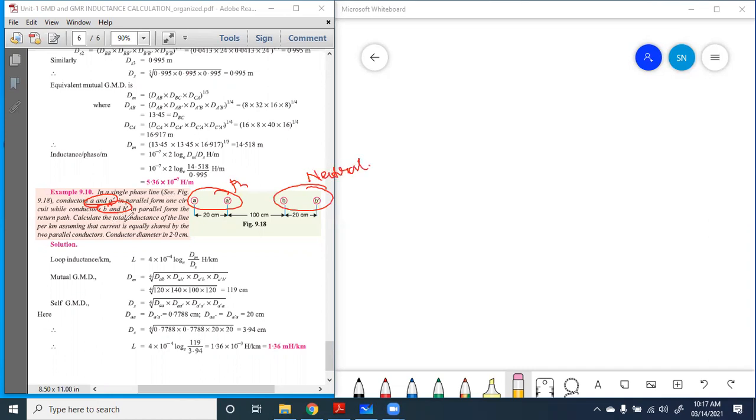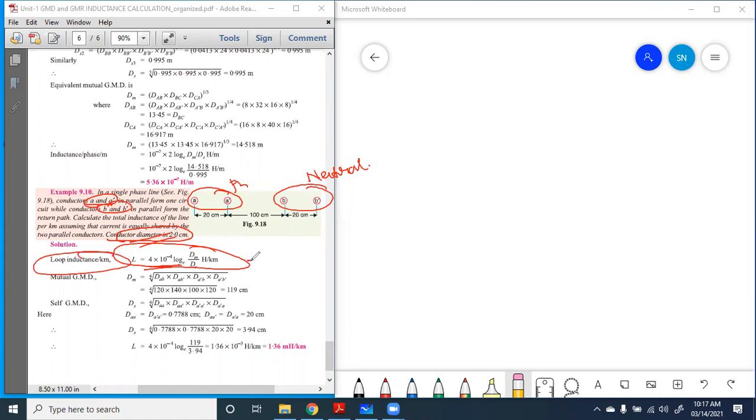Okay. In this case also calculate the total inductance of the line per kilometer, assuming the current is equally shared by the two parallel conductors. Conductor diameter is 2 centimeter. Diameter is also given. Then in such type of numerical, we need to find the inductance. That is, use the formula 4 into 10 raised to the power minus 4 log e dm upon ds.